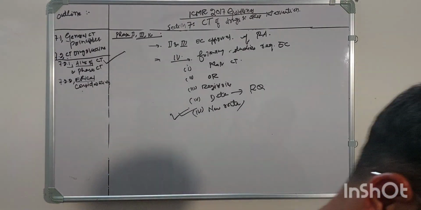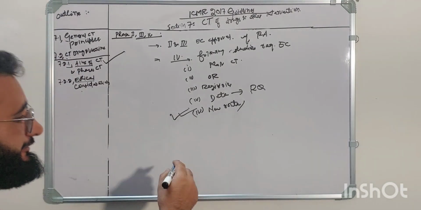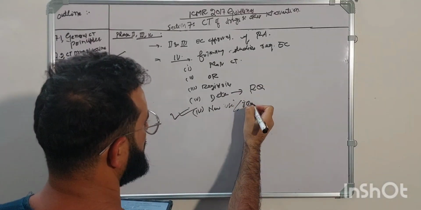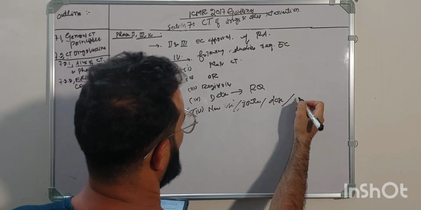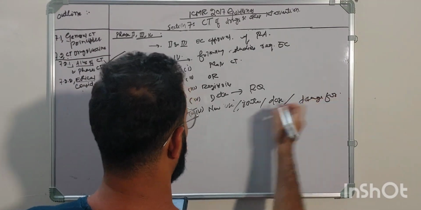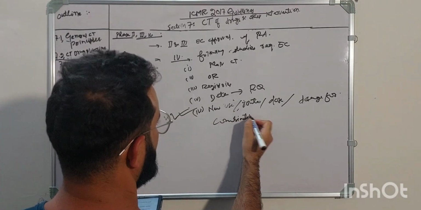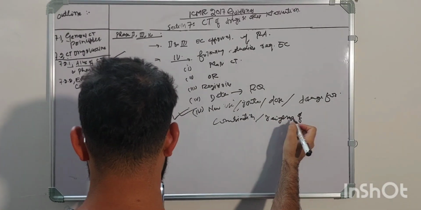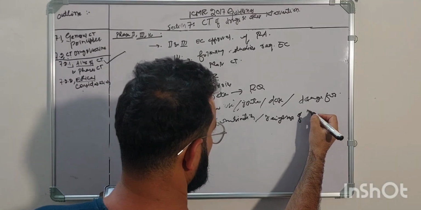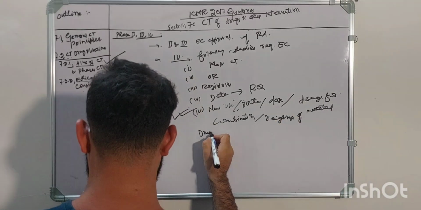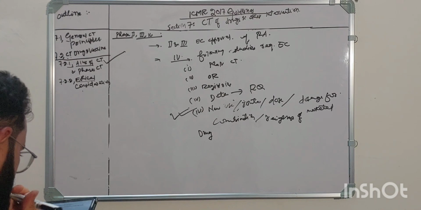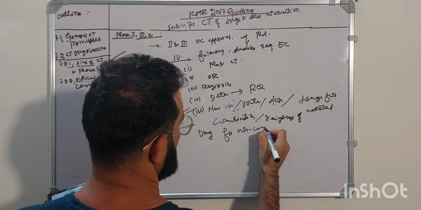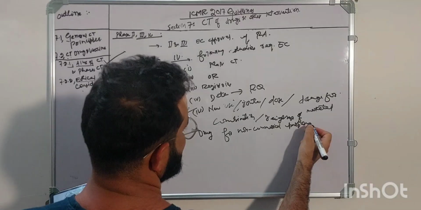This is the important thing: if the intention of the researcher is to evaluate any new route of administration, dose, or dosage form, or combination regimen of a marketed drug for non-commercial purpose, such as academic research.